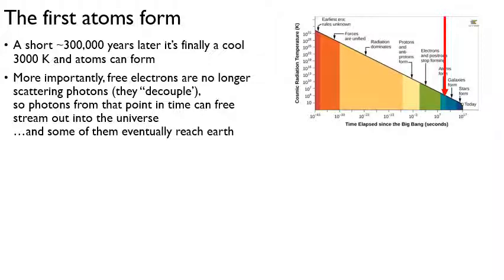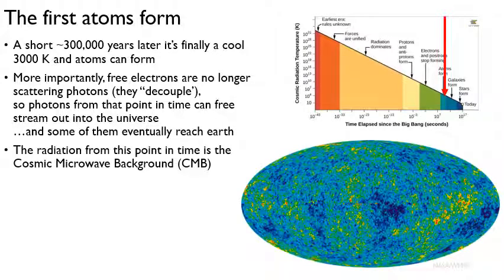And many of these won't hit anything else. They'll just keep traveling until they reach a telescope here on Earth. And so we can observe photons from this period of decoupling that's about 300,000 years after the very beginning of the universe. We can't technically directly observe anything before that because of these electrons and photons scattering. So that radiation that we receive on Earth, that's known as the cosmic microwave background.